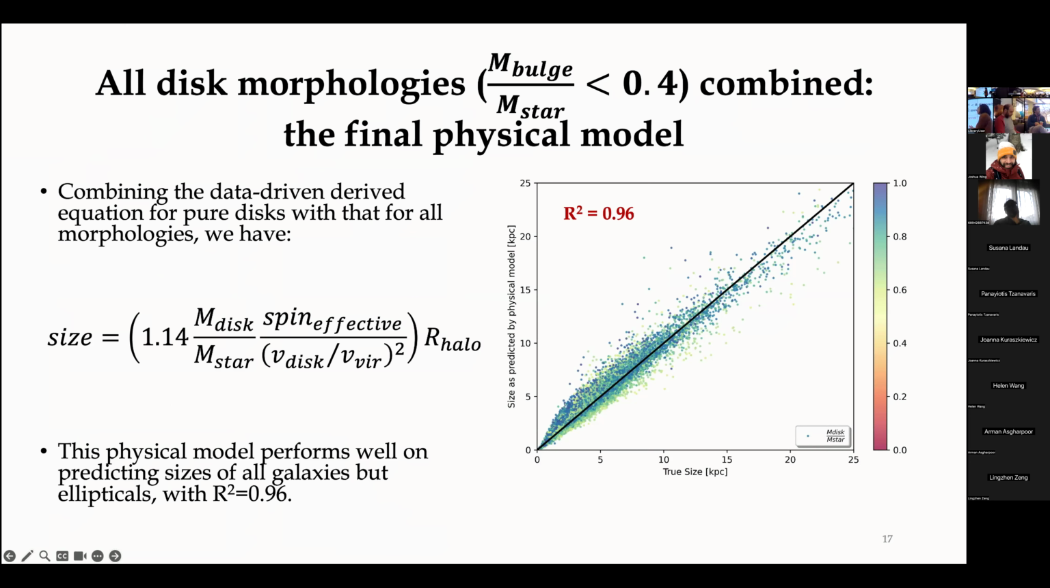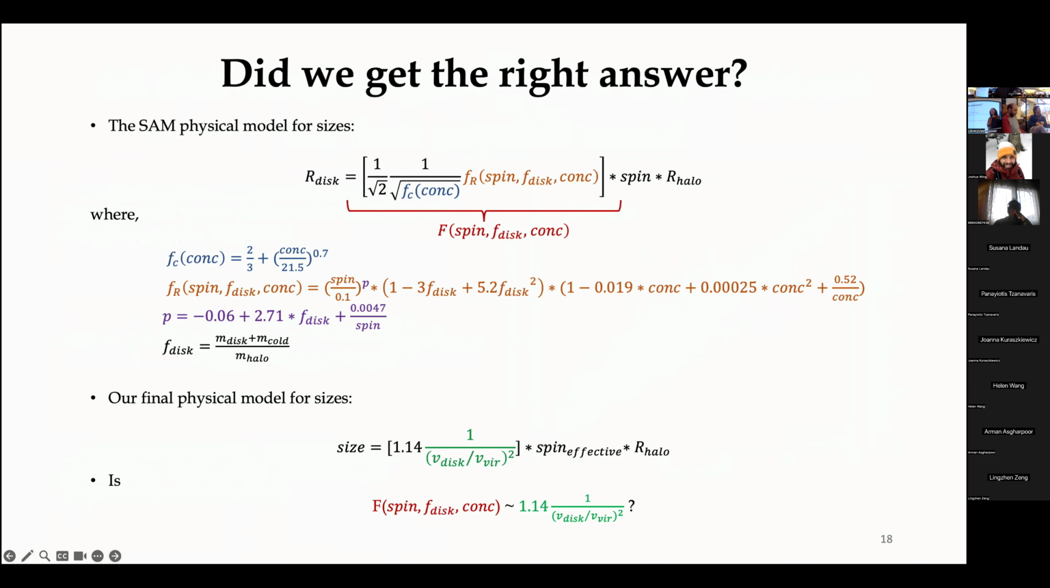Now with this physical model, it seems like we can predict galaxies pretty well. We have an R square of 0.96, and all disk-like galaxies seem to follow the trend. You can see that there are no red dots in this plot, no ellipticals, so no model for that. This is very promising. Is that all data-driven? Not necessarily. We have some human input, some physics insight in that equation.